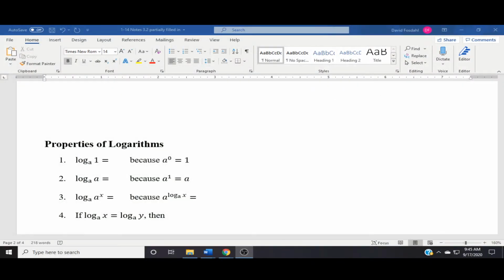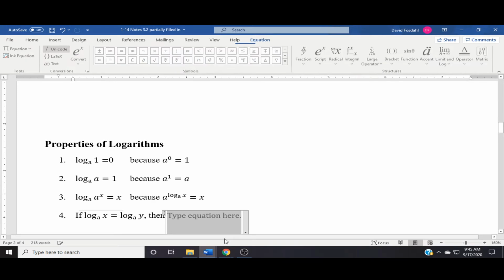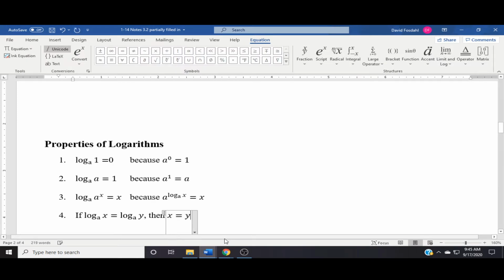Okay, so log base a of 1 is going to give us 0, because a to the 0 equals 1. Log base a of a is going to give us 1, because a to the power of 1 equals a. Log base a of a to the x is going to give us x, because they're inverses. And if log base a of x equals log base a of y, then x equals y.